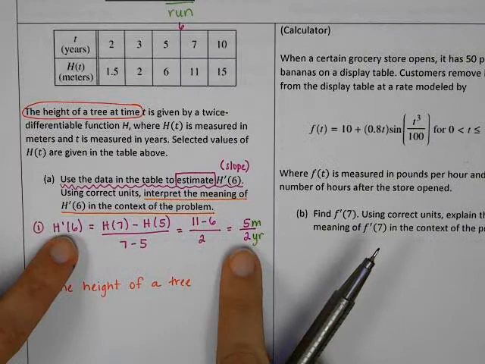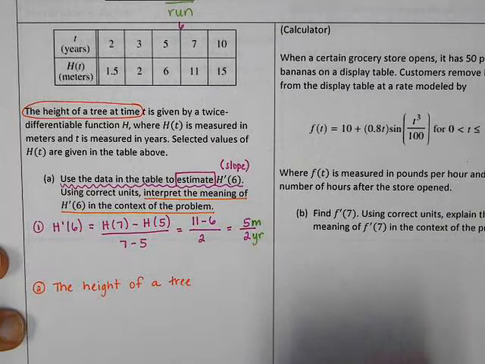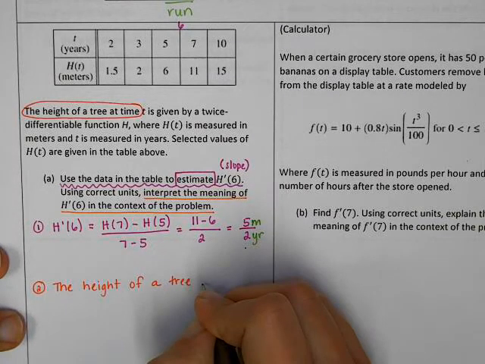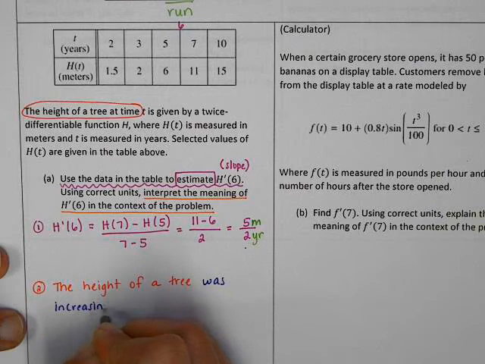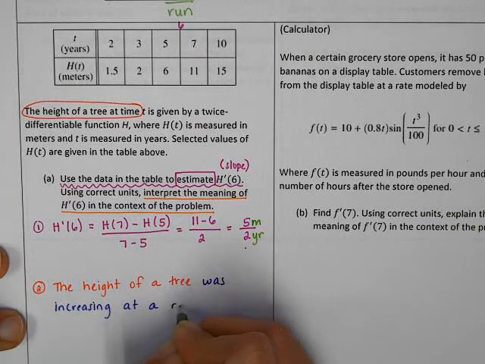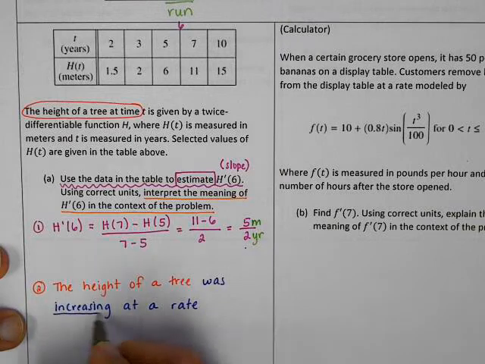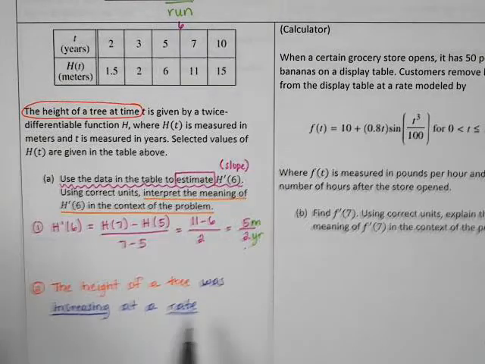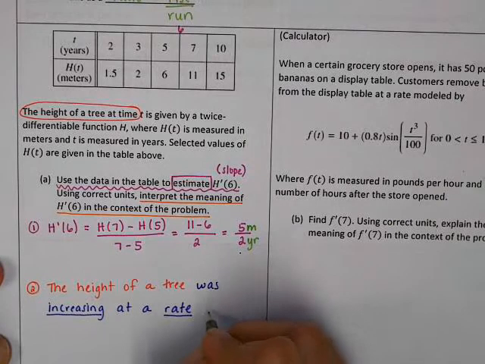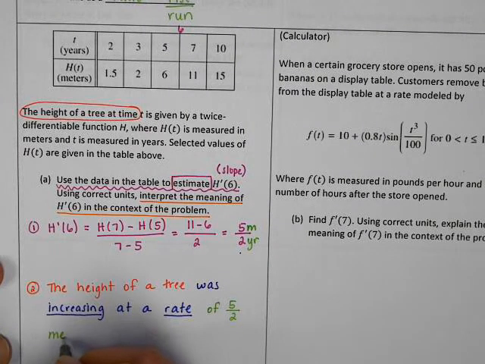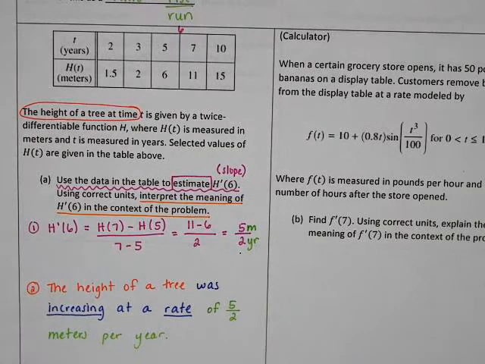Well, we found the rate, which was a positive number. So one of the ways we describe a positive rate is we say was increasing at a rate. So we're using increasing at a rate to describe. Rate meaning we found the slope, increasing means the answer we got was positive. At a rate of, and now we need to give the value and give units. At 5 over 2 meters per year.